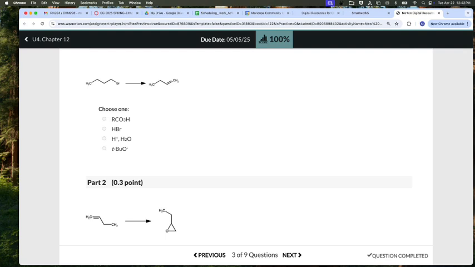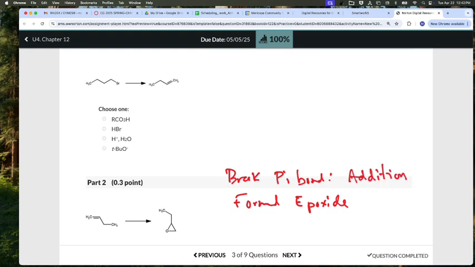Right? So we could go through and say we formed the epoxide. That's fine. I would argue that's a step beyond what I've been asking you to go through and do. We broke the pi bond, which is a fancy way of saying you did an addition reaction.